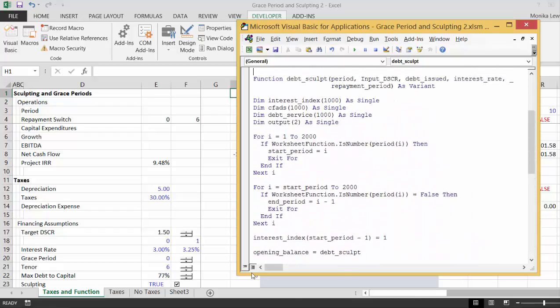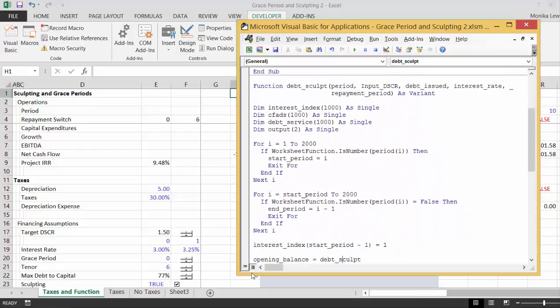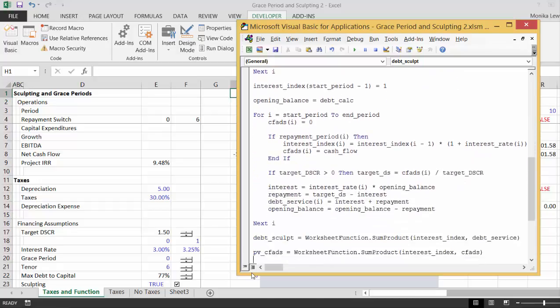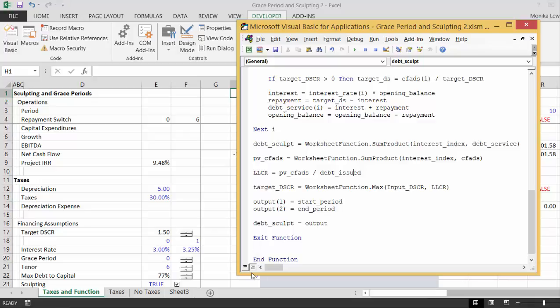And you know what, I should be really careful here, because debt sculpting is our special word, and this time the opening balance is debt. I'll call this debt calculation. Okay, and in the first one, this opening balance is going to be 0, and then we go around and get the debt calculation here.